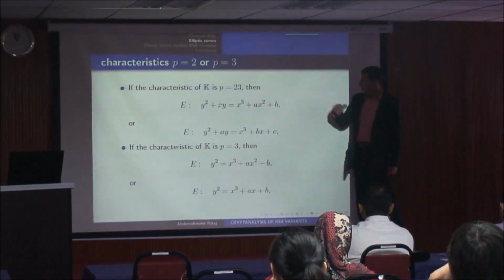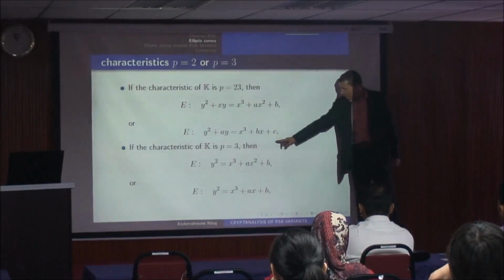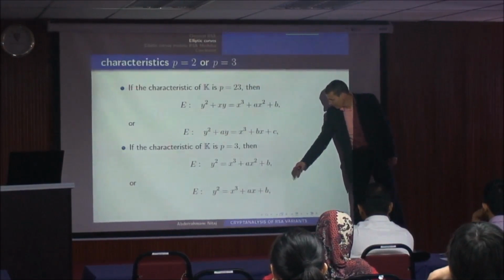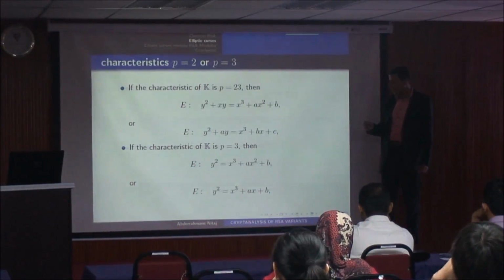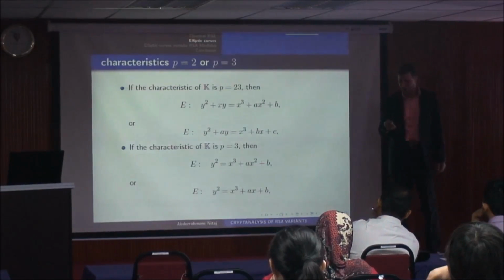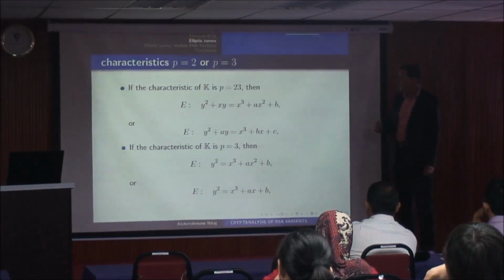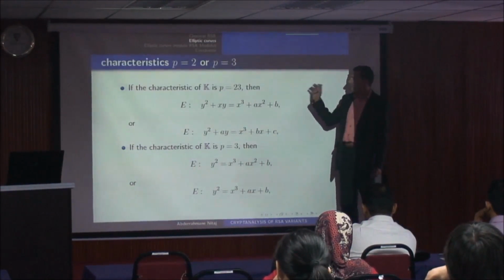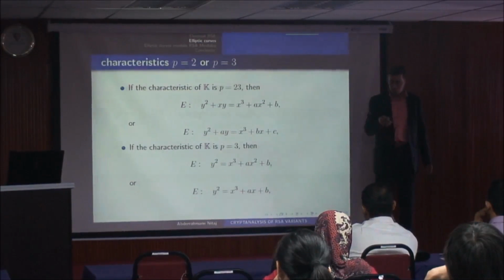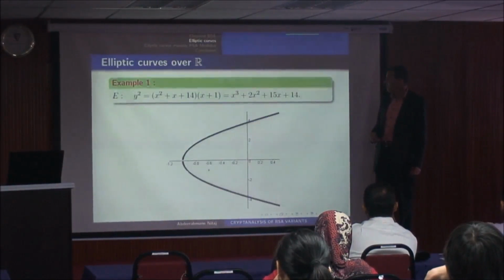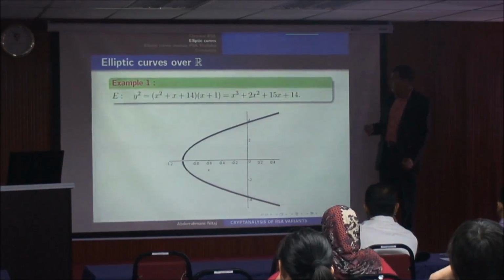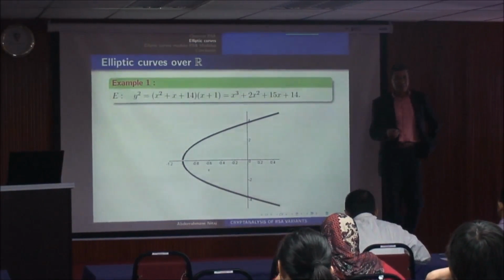When the characteristic is 2, and when the characteristic is 3, we can find that the elliptic curve can be like this, or can be like this. So these are the shortest equations for elliptic curves, and mainly we are going to work with characteristic different from 2 and from 3. And in this situation, we can find the formulas for addition of elliptic curve points. As an example, an elliptic curve over R is this one.